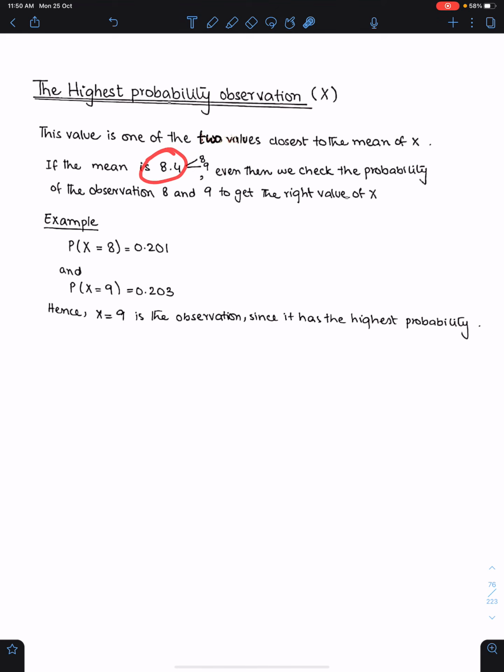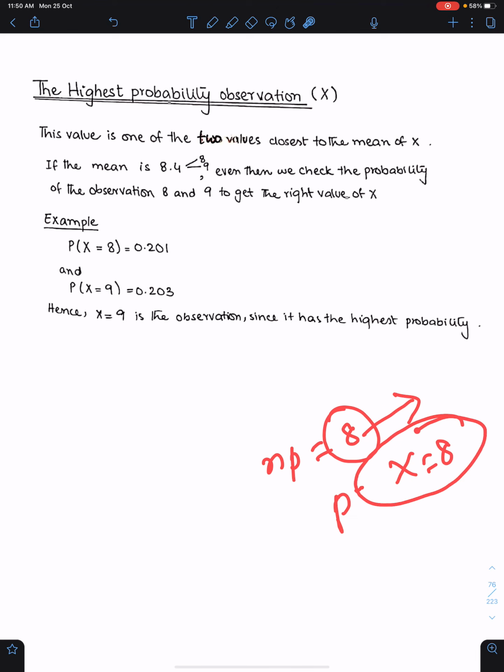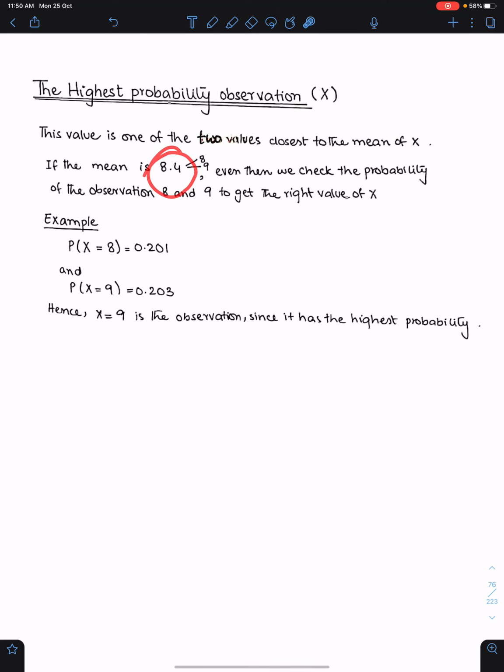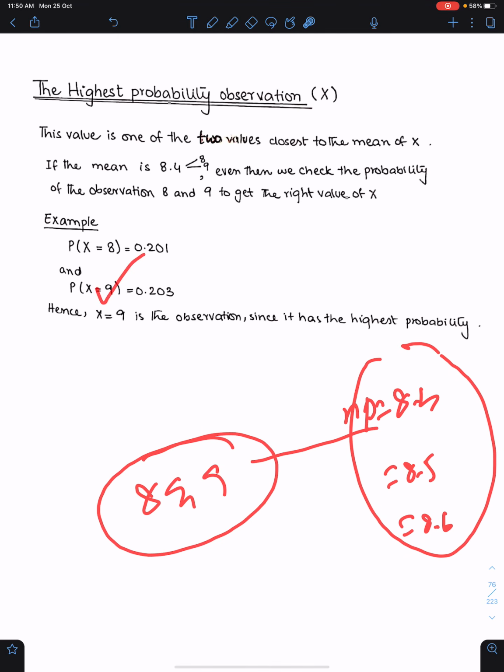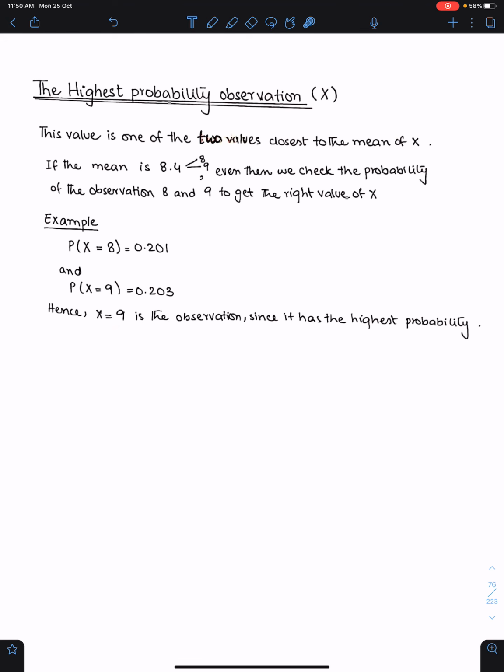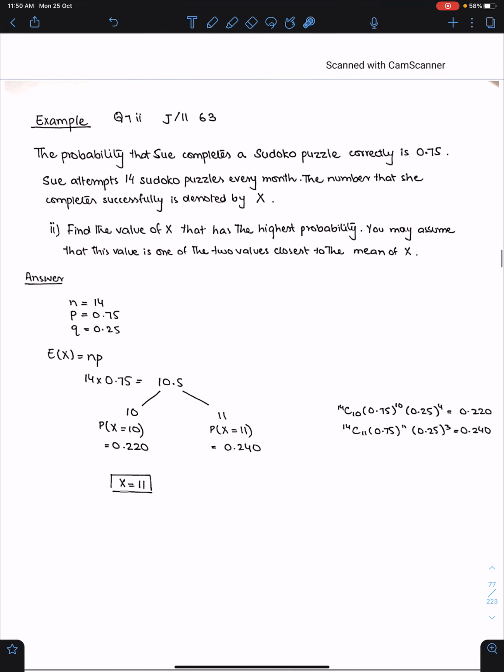If, for example, the answer of np is 8, we just need to find probability 8. In fact, this is the value of x. If np is 8, the answer is x is 8, because we have the integer value. But if we have a value like 8.4 or 8.5 or 8.6, then we have to check the probabilities of both the numbers, and the answer in this case is 9. This is the example of that concept.